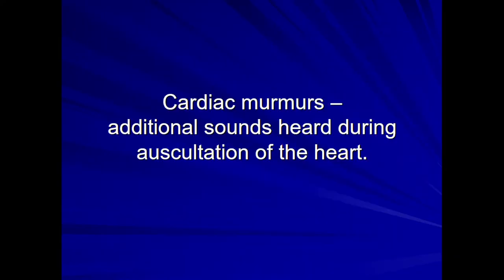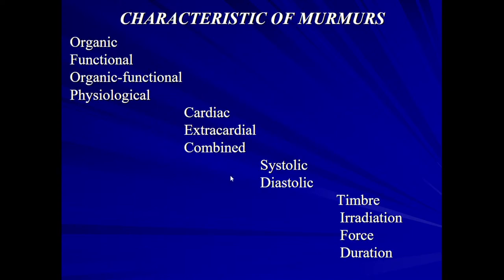Cardiac murmurs. Cardiac murmurs are additional sounds heard during auscultation of the heart. Characteristics of murmurs: organic, functional, and physiological; cardiac and extracardiac, and combined. Murmurs may be systolic or diastolic, and murmurs may be characterized by timbre, irradiation, force, and duration. It's a short characteristic of each of the murmurs.